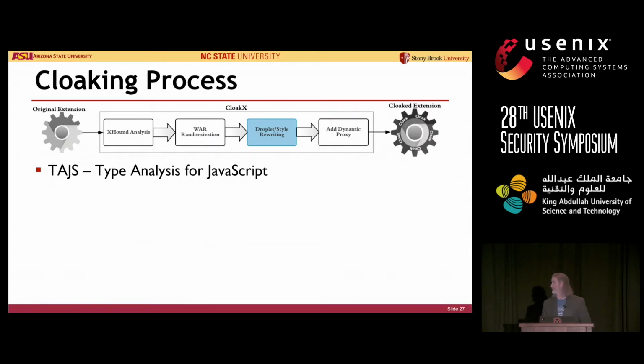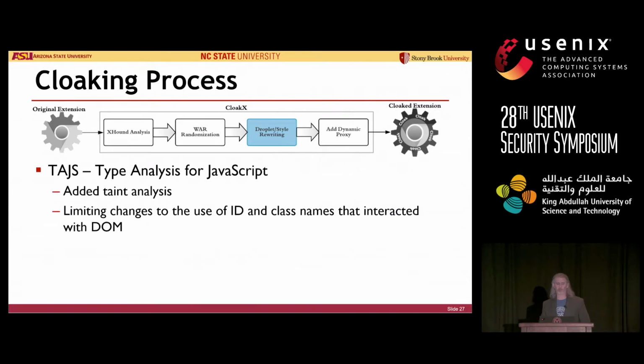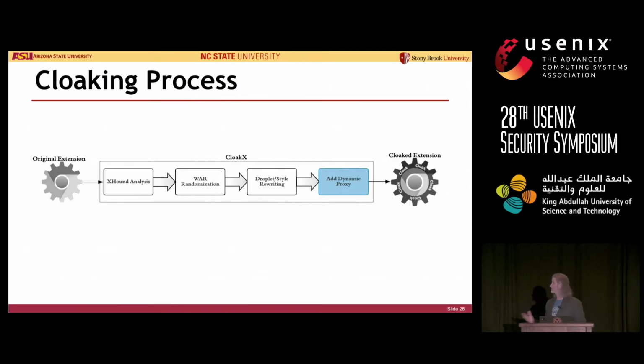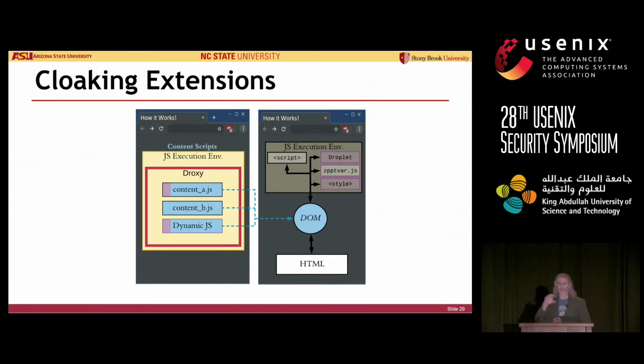To do this, we used Taegis, which is a type analyzer for JavaScript, and we added a little bit of taint analysis to it. That was to help us identify the IDs and class names that were interacting with the DOM. And then we would rewrite these. The last piece is we would add the dynamic proxy that we called Droxy. Droxy basically sits in the content scripts environment and intercepts any requests to the DOM. And if there are ID or class names, it renames those. In addition, it injects random IDs and class names that do not interfere with the operation of the web page, but also help obfuscate its fingerprint.